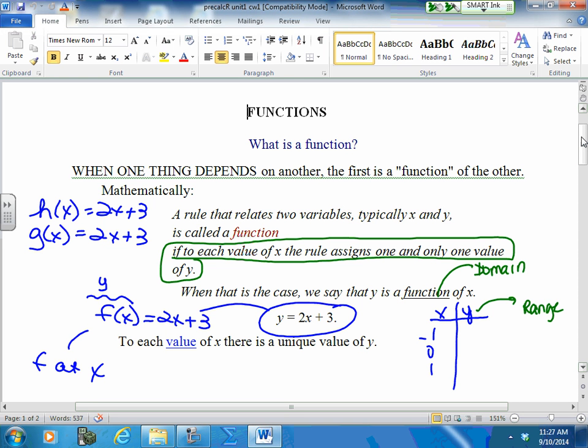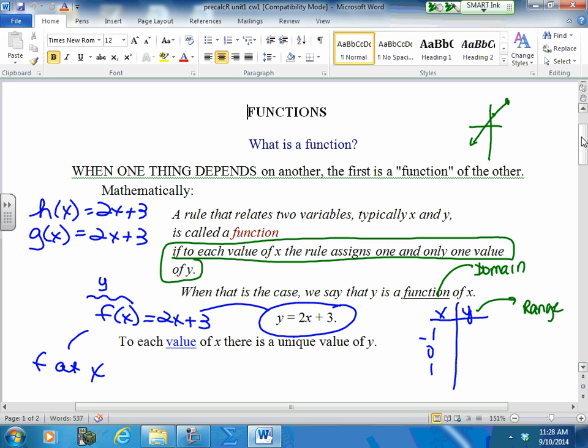And you probably remember your vertical line test. So if I gave you a graph, and your graph went like this, I would say, is this a function? And you would say, it passes a vertical line test. Yes, this is a function. Because every value of x is assigned only one y value.